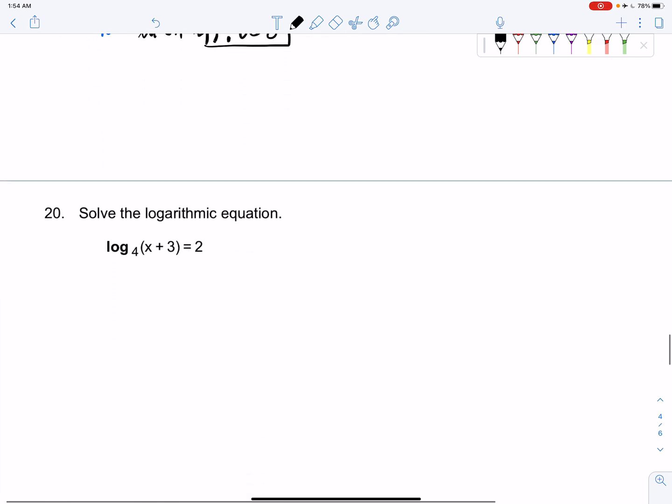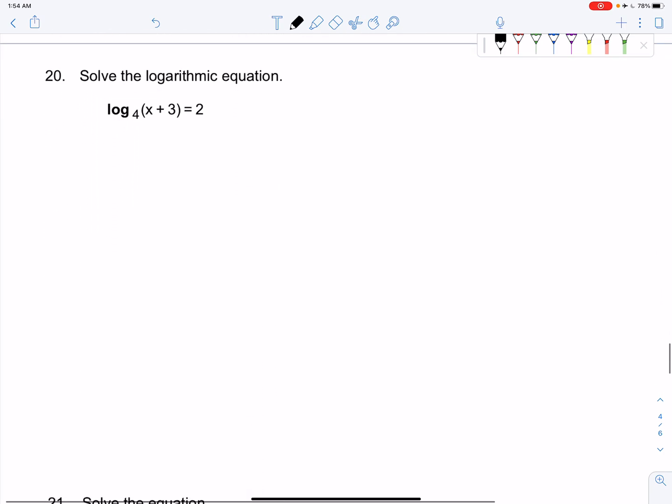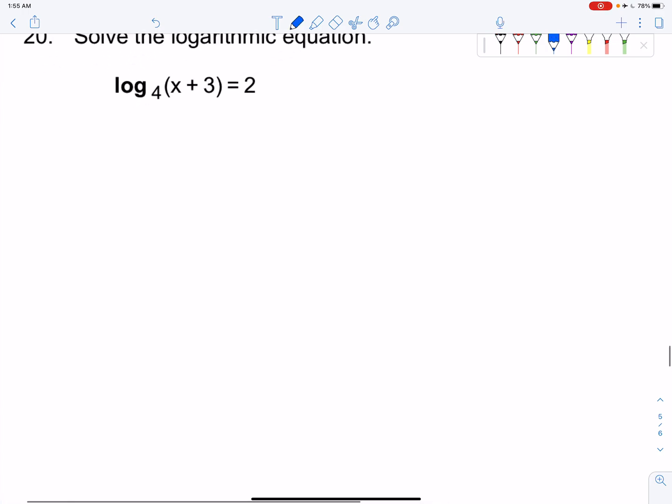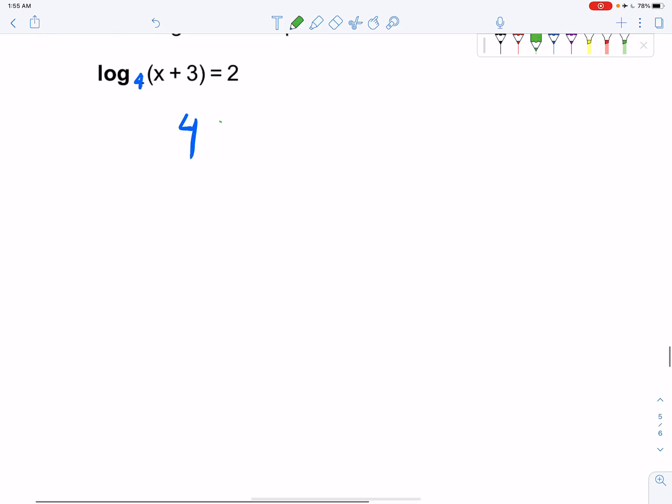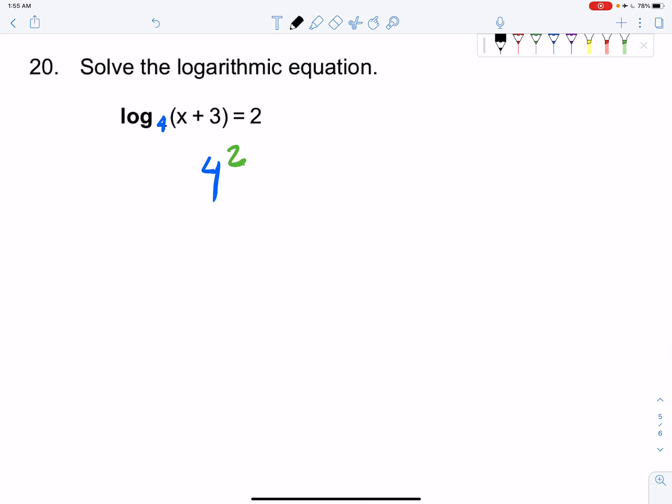Okay, we're getting there. What's next? Yay, logarithmic equations. Finally, we are going to solve logarithmic equations. Well, do you know how to solve logarithmic equations? Nope, I don't either. So the thing is, can't we just change them to exponential, right? Can't we do that? And the answer is yes. What's the base? 4 raised to what power? 2 equals what? Equals that argument, x plus 3.